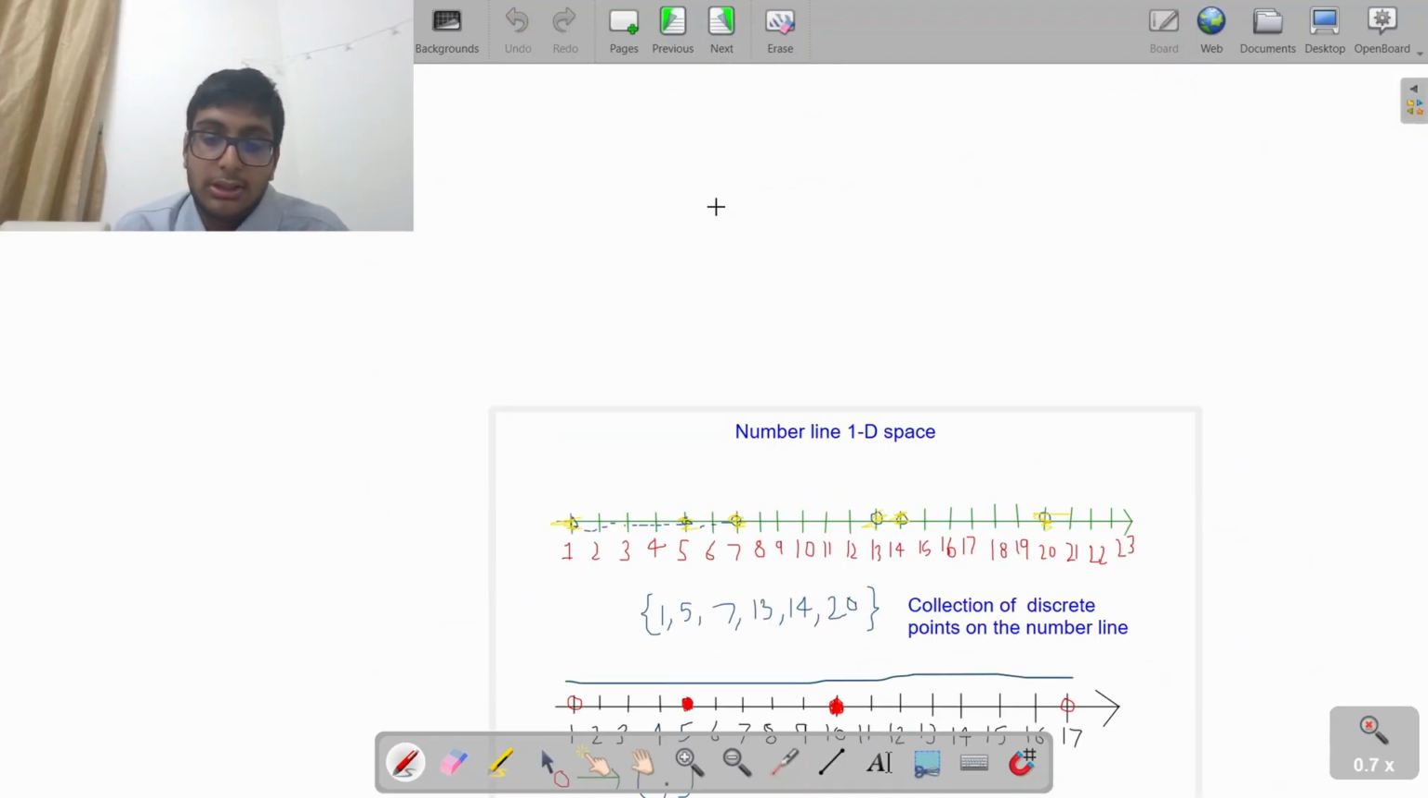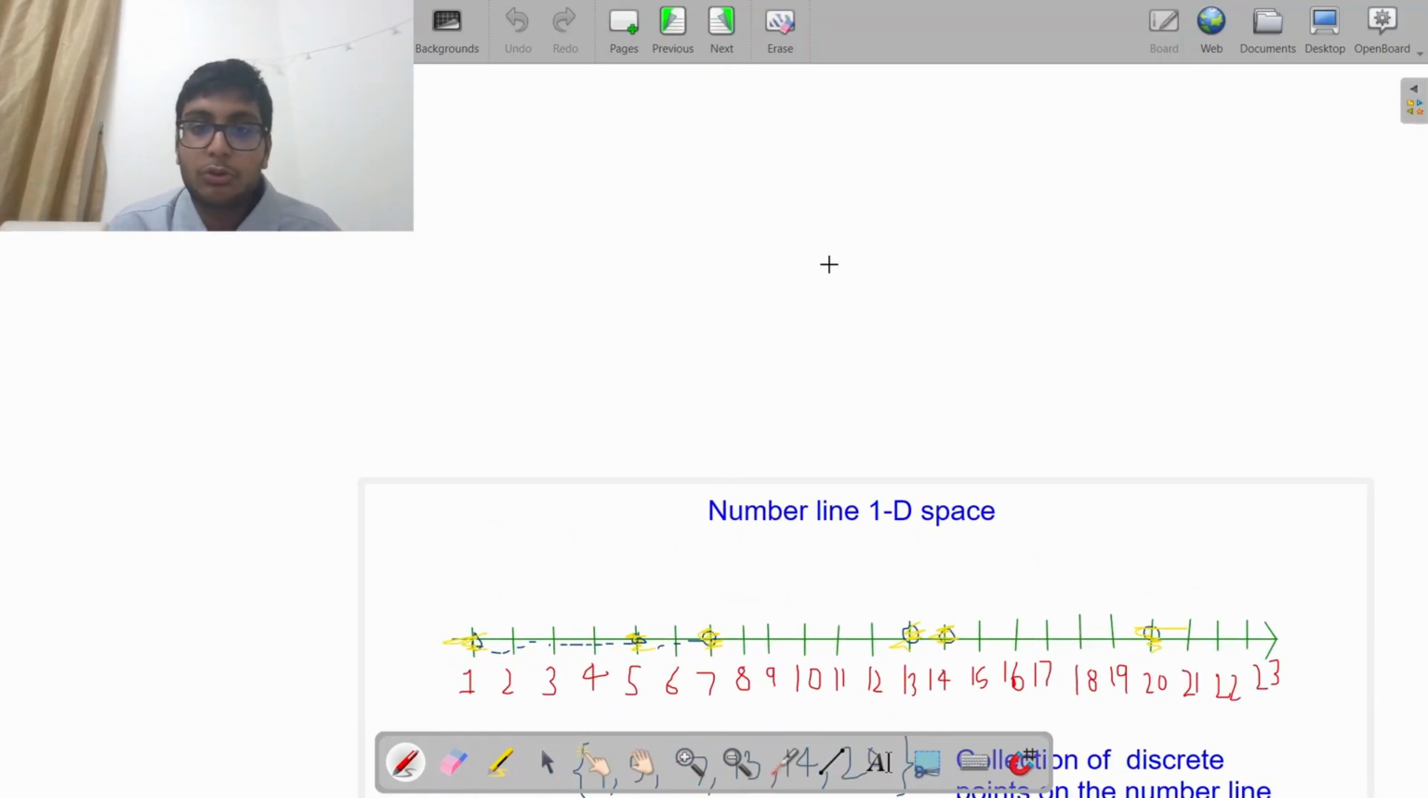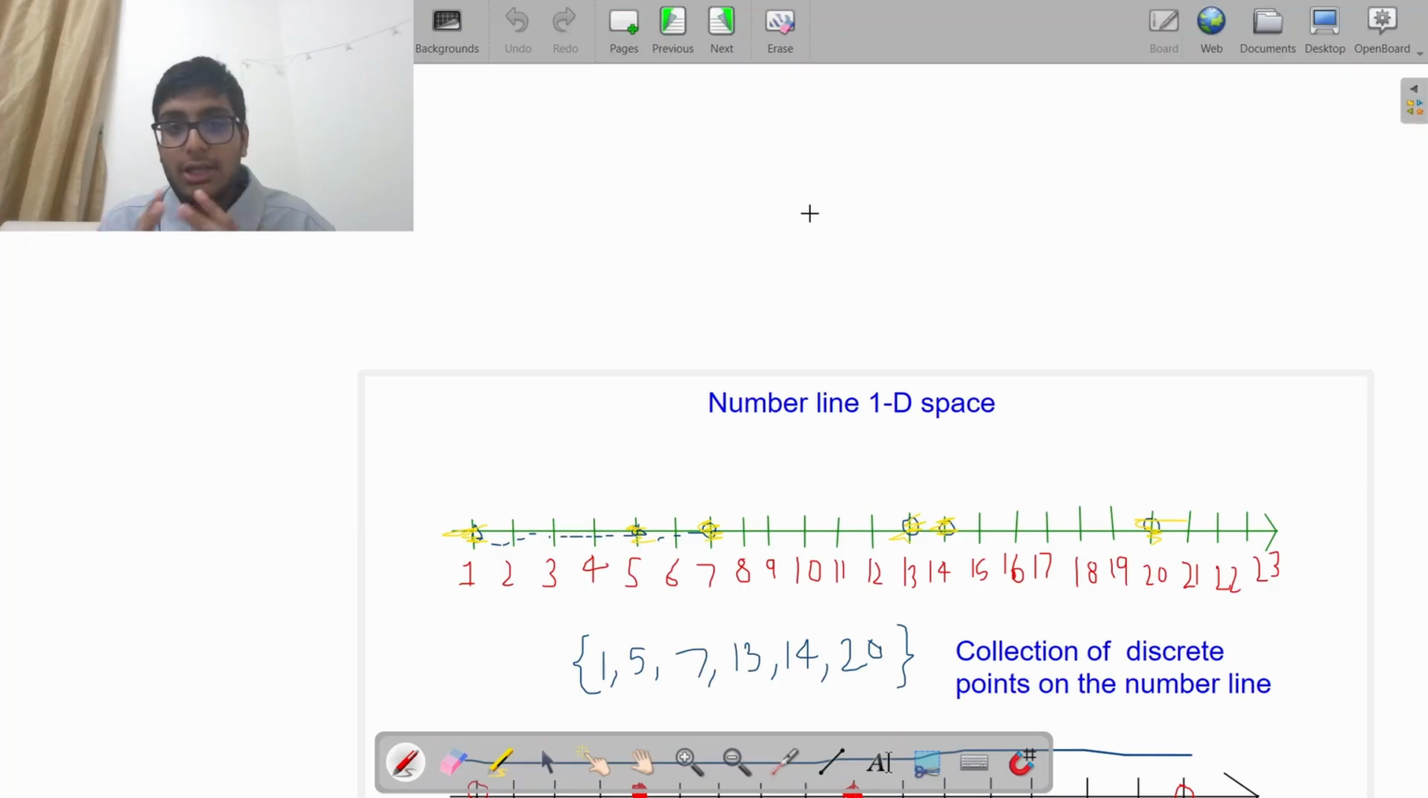Now, next we are talking about number lines, 1D spaces. Don't worry, we'll go for 2D spaces also, but let's not get ahead of ourselves.